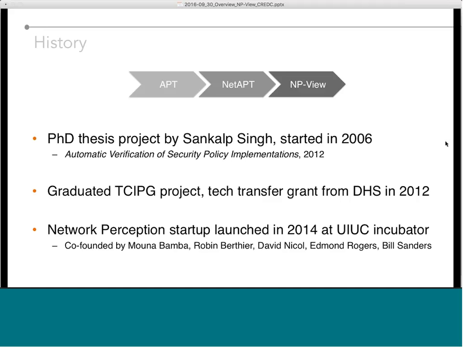At that time, I joined the project, and we co-founded the Network Perception business with my colleagues Muna Bemba, Edmund Rogers, Professor David Nicol, and Professor Bill Sanders. We moved to the UIUC Research Park incubator called EnterpriseWorks 2 years ago. When Sankalp started the project, it was called APT, for Access Policy Tool. But then a few years later, the acronym APT became known for Advanced Persistent Threat, so we had to move away from that name. It got renamed to NetAPT. And then after the tech transfer and commercialization, it got renamed into NPView. And so now that's the current name.